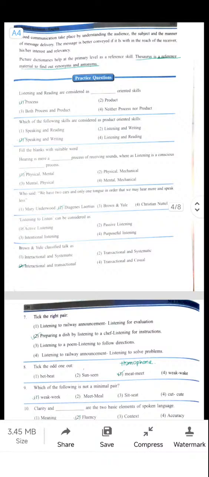Okay. Next, third question. Fill in the blanks with suitable words. Hearing is a mere dash process of receiving sounds, whereas listening is a conscious dash process. So very simple: hearing is a mere physical process. Hearing means physically we hear, receiving sounds, whereas listening is conscious. Conscious means a mental process.